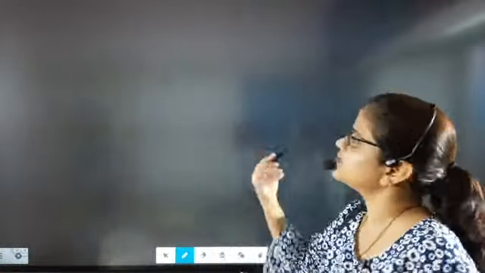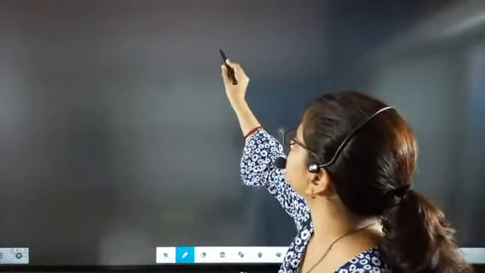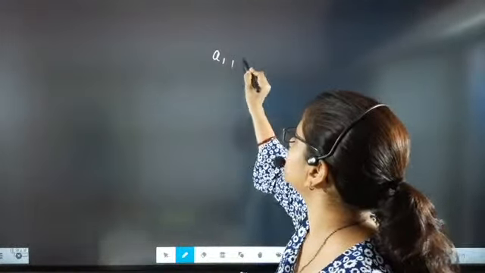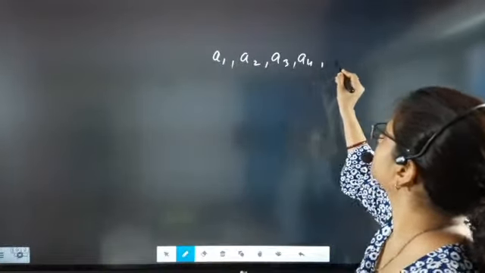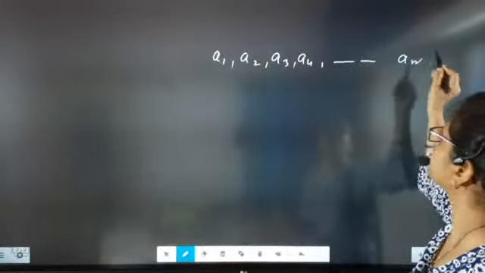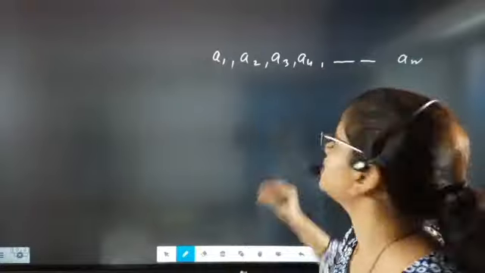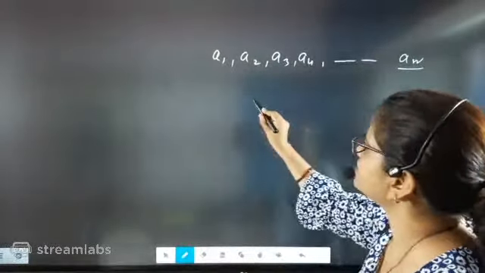Okay, let's start the class, beta. So today first thing is that, beta, last class we have understood about sequence. Now today what we are going to do is we will see what is the nth term of the sequence. Means, beta, in the beginning if terms are written as A1, A2, A3, A4, then what will be the nth term? That means what will be the value of the nth term?